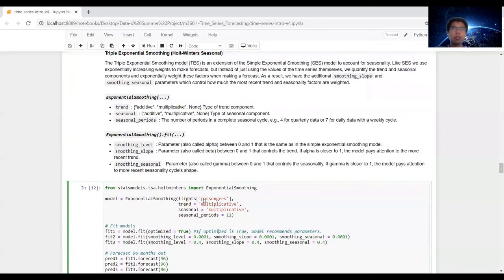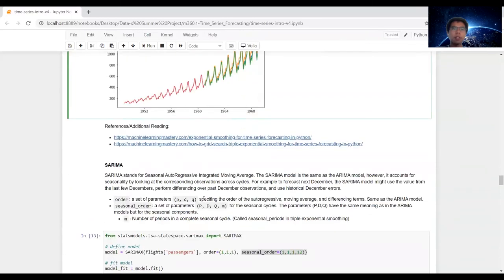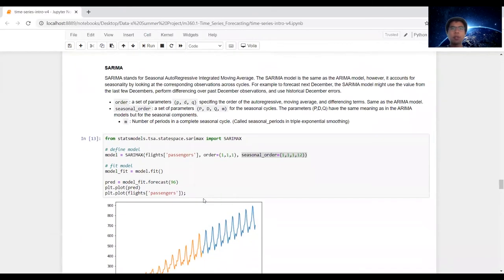So that's the triple exponential smoothing model. The next one is the SARIMA. This is the natural extension to the ARIMA model, but for seasonality. Again, we have the same P, D, and Q terms here. We add another set of parameters called the seasonal order, which is very similar. It has a P, a D, and a Q. These are very similar terms. They do the same thing, except they account for the seasonal part. And as mentioned in the video, you can control these very similarly.